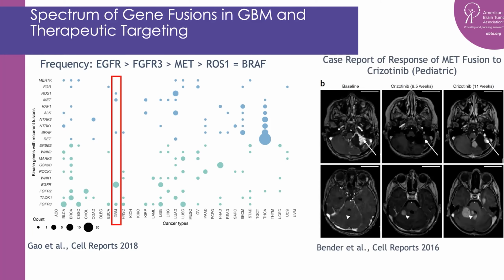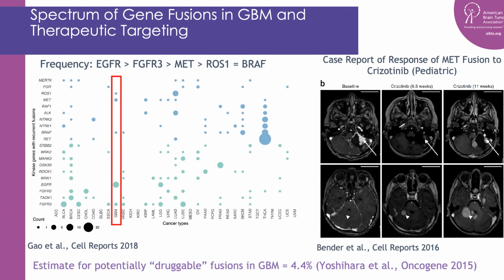And this is just an example, again, a younger patient with a MET fusion where you can see a dramatic response, dramatic shrinkage of the tumor. But again, a very rare case. We typically don't see MET fusions in adults, although we are opening a trial for MET drugs for the very rare patient we see with these fusions. The estimate for potentially druggable fusions in GBM, and again, this includes some of the pediatric glioblastomas, is only about 4%. In older adult glioblastoma, it's probably less than that.